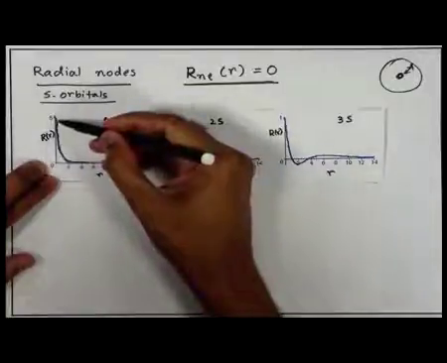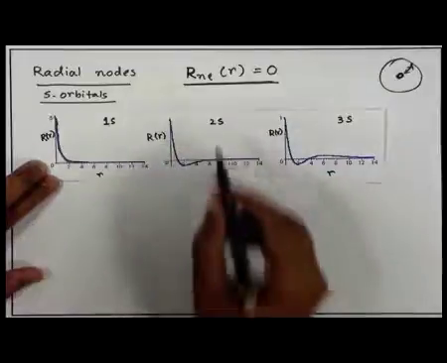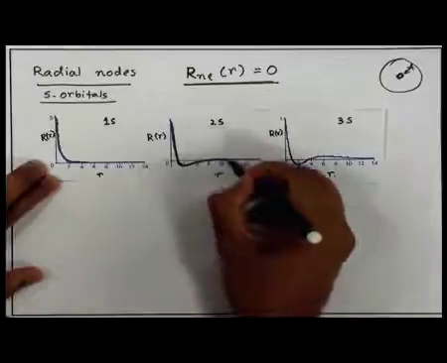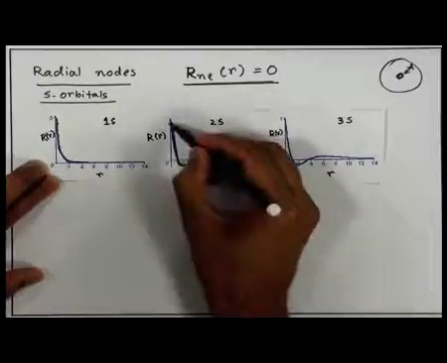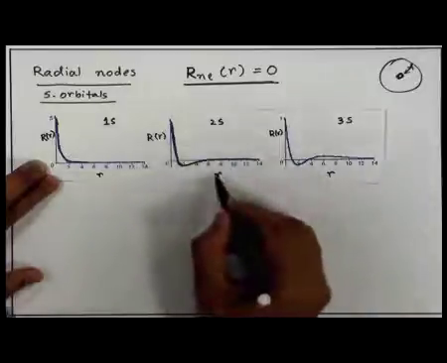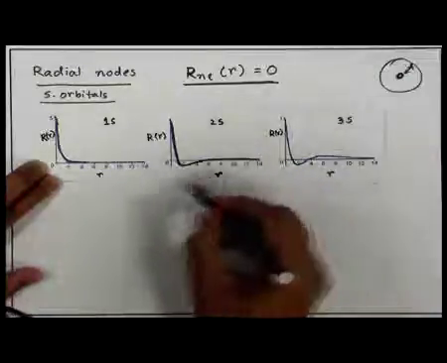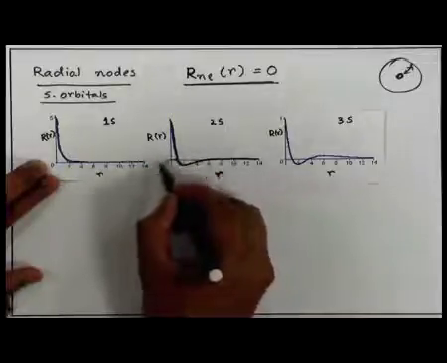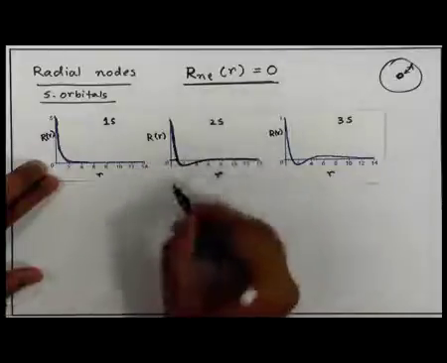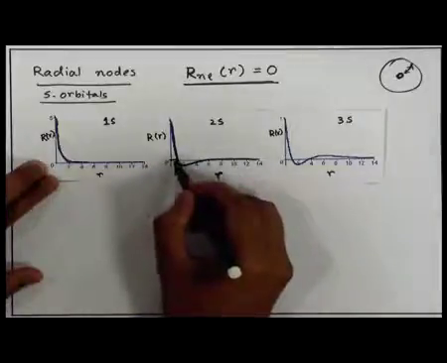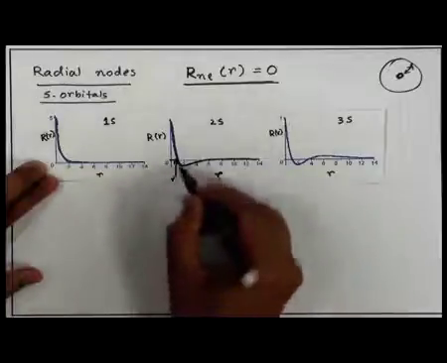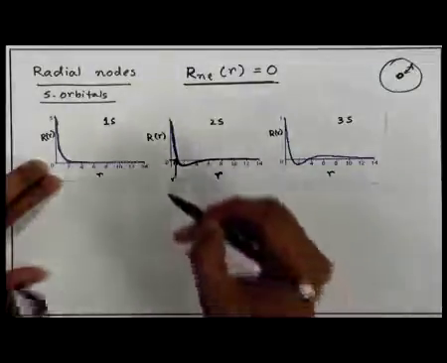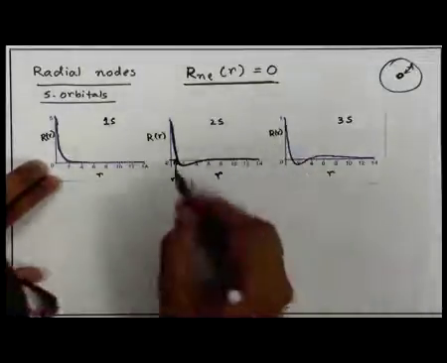You see that it exponentially decreases. When you look at 2s, you see the curve goes like this. I am retracing the curve. You see that at a certain distance of r, the radial component of the wave function becomes 0. This is the x axis at 0. So, at this value of r, the wave function is 0. That means at this value of r, the probability of finding the electron in the 2s orbital is 0.